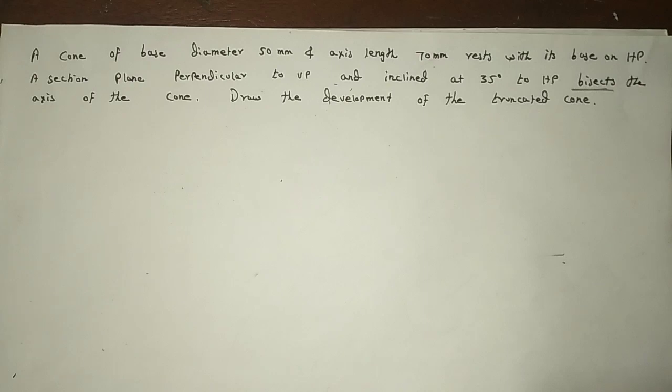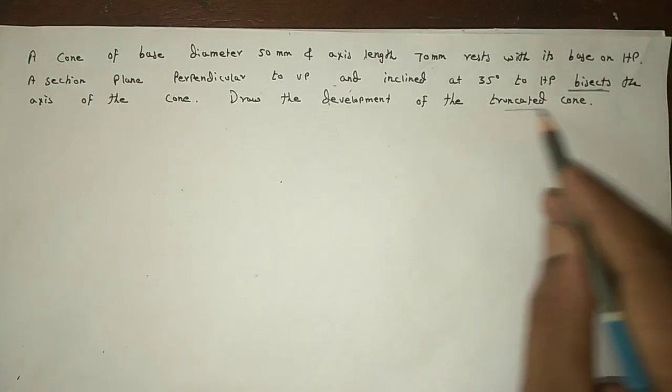So truncated means cone or prism or pyramid, any object, when we cut the object inclined to the axis, it is called as truncated. When we cut the object parallel to the reference plane, it is called as frustum. In this problem, they are asking draw the development of the truncated cone.